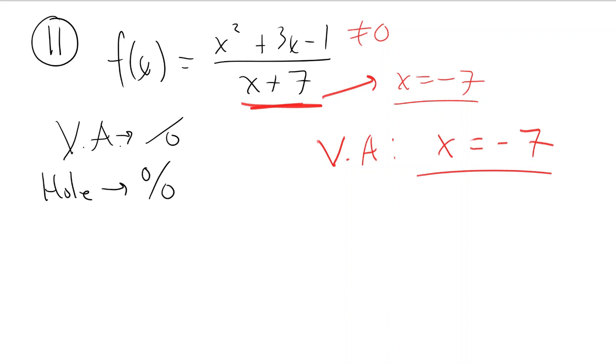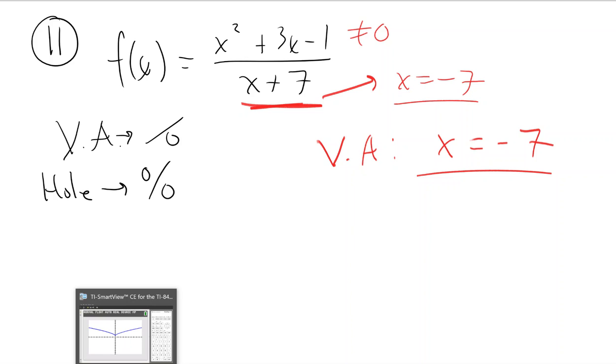Because -7 makes only the denominator 0. So you just set the bottom to 0. That's all you gotta do. And you have to make sure it doesn't make the numerator 0.